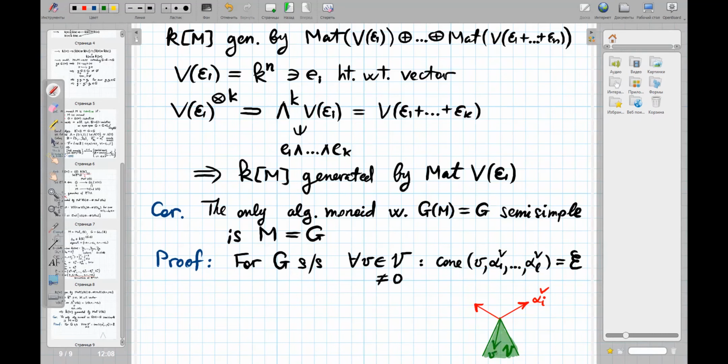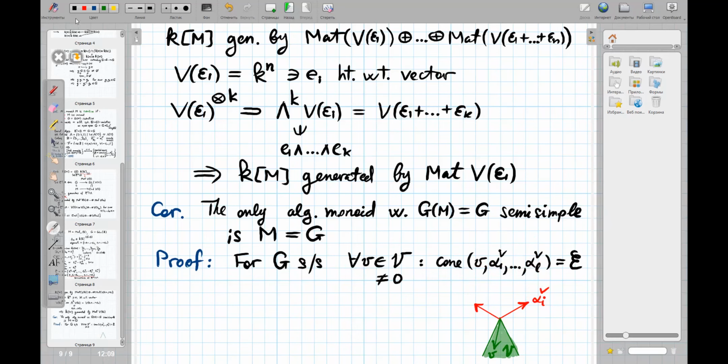this small v, then the cone generated by this vector and all simple coroots will be the whole vector space. So this cone cannot be pointed. It cannot correspond to any reductive algebraic monoid. The only case when the cone will be pointed is if you take no vector v here, only simple coroots. And in this case, you get just the group G itself.